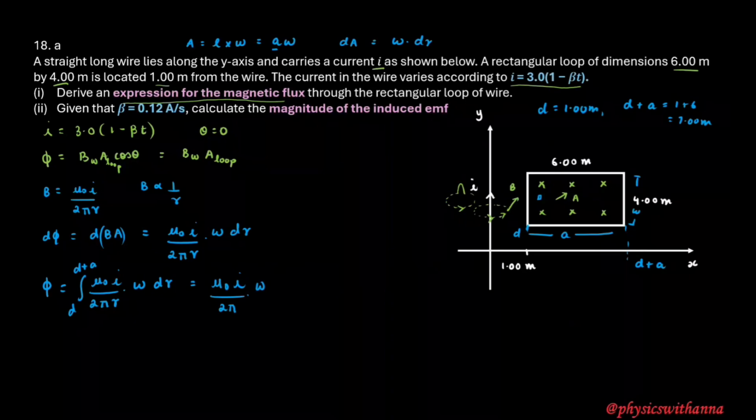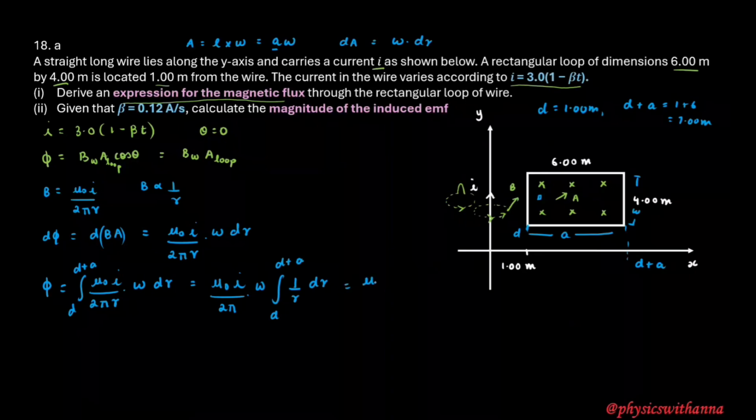Now I is changing with respect to time. It is a function of time. So it is not constant with respect to time. But we do not have to integrate I with respect to the distance r. This is why when I'm integrating with respect to distance, I take I out of the integral as it is a function of time, not distance. So here we integrate 1 over r dr over the limits of d to d plus a.